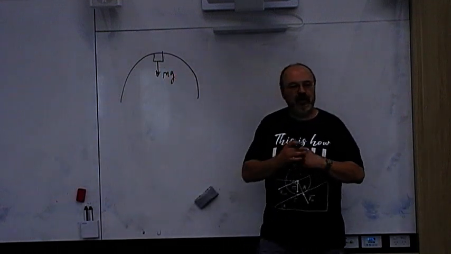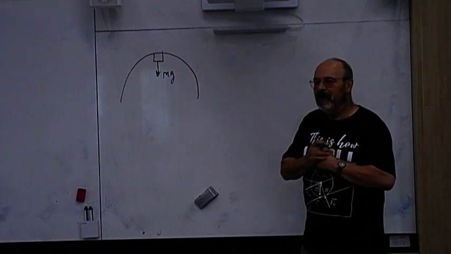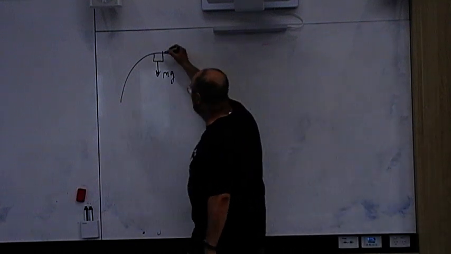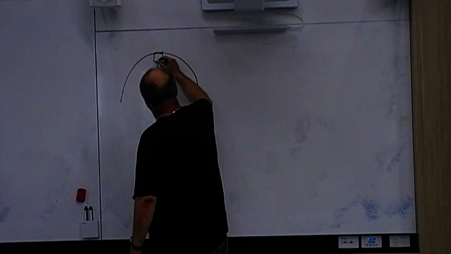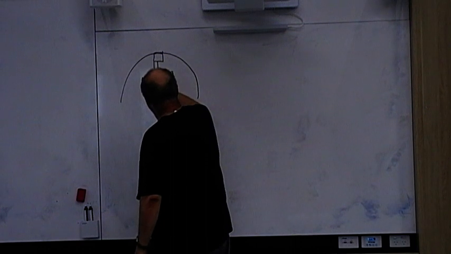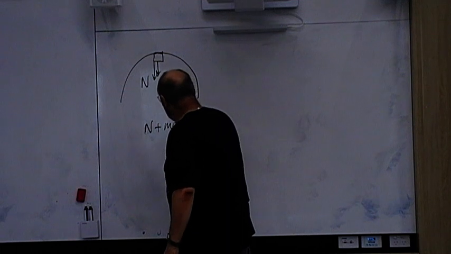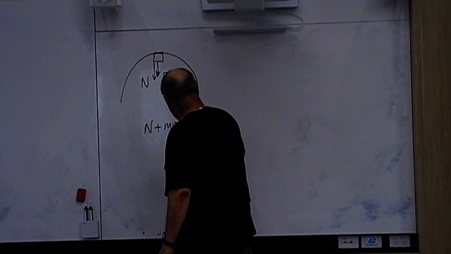So we have mg, and what will be the direction of the normal reaction? Same as mg. It's the same. Same as mg, down, because it is at the top, the surface is at the top, N. And we have N plus mg equal mv squared on r.